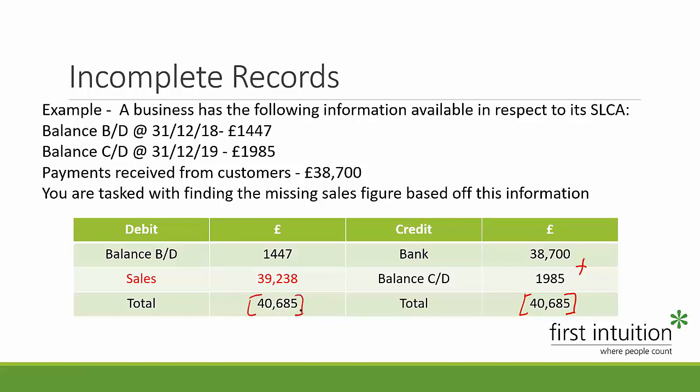And again, you will only ever be told of a missing entry. There's not multiple gaps that we have to fill here. So we know what the balance brought down is. So we just need to find the difference. So 40,685. Again, if you take that from your 1447, you're then given your balancing figure of 39,238. So you could argue in essence, we're just balancing the account in a different way.